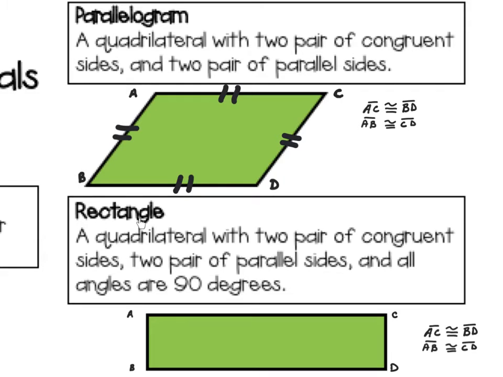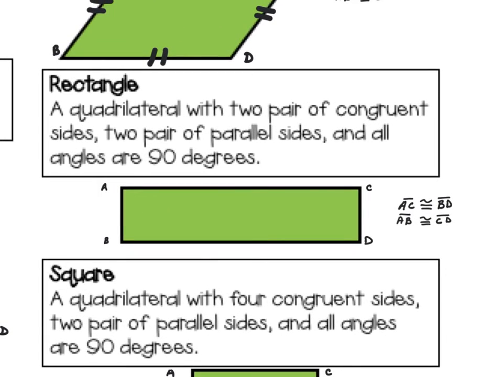Let's take a look at a rectangle. A rectangle is a quadrilateral with two pair of congruent sides, two pair of parallel sides, and all angles are 90 degrees. So it's basically a parallelogram with all angles at 90 degrees. Let's take a closer look here. And just like our parallelogram, we've got line segment AC. Line segment AC is congruent to line segment BD here, right? And then we also have line segment AB, which is right here, is congruent with line segment CD right here. So they're the same length.